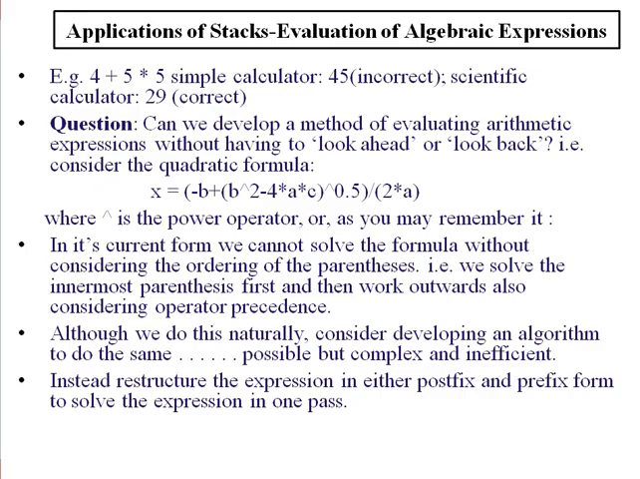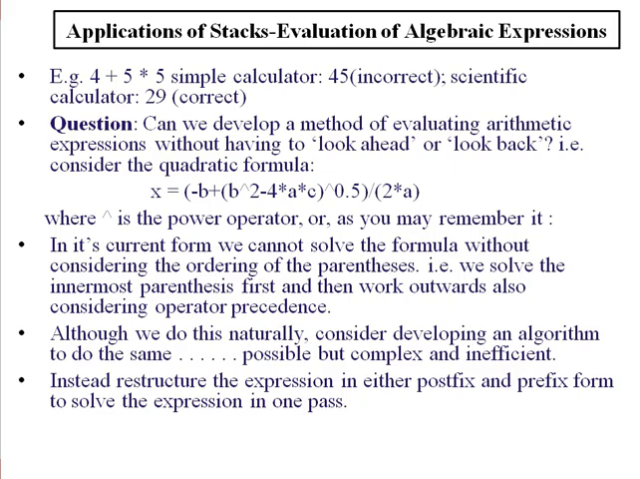Because the scientific calculator will consider the operator precedence, whereas the simple calculator will simply perform the evaluation of the expression from left to right. So when it is calculating the expression from left to right, 4 plus 5 is 9, and 9 times 5 is 45. And the scientific calculator will consider the operator precedence.